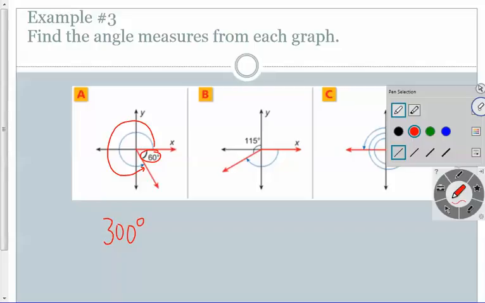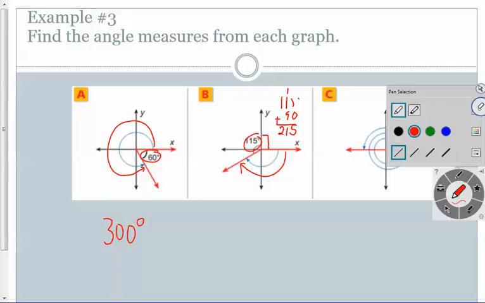Looking at the next one, this one is going clockwise, so it's negative. Since it's negative, I've got to think, okay, from here to here is 115. Then from here to here is 90. So what's 115 plus 90?